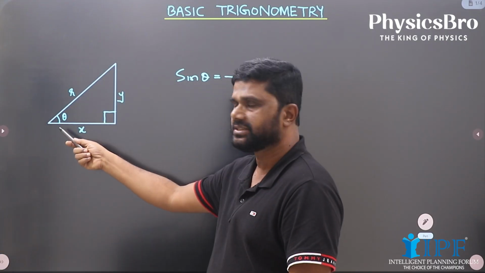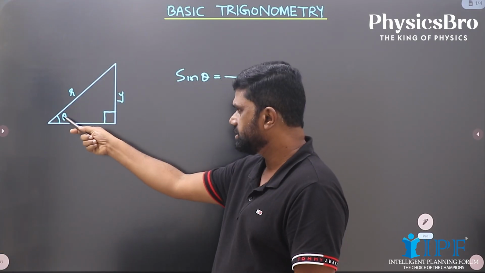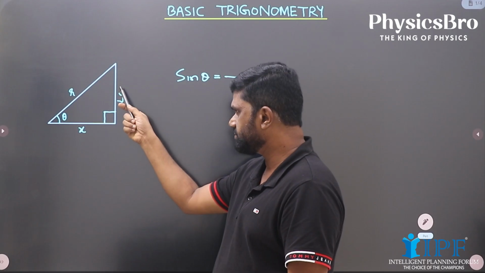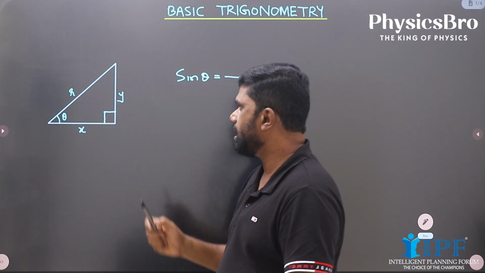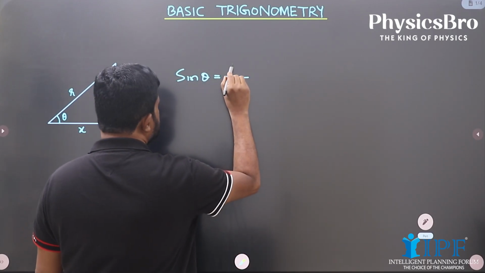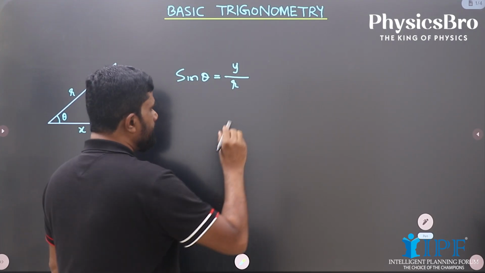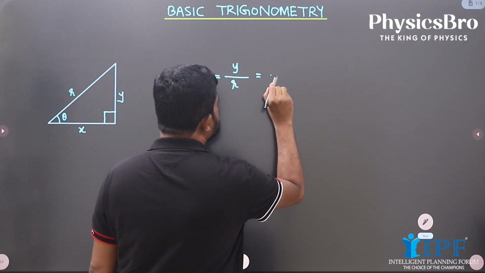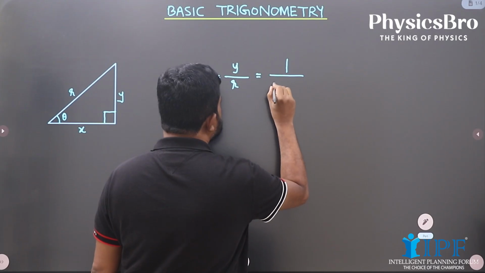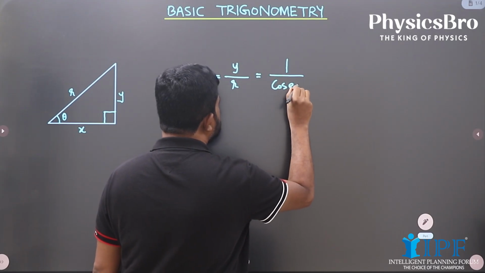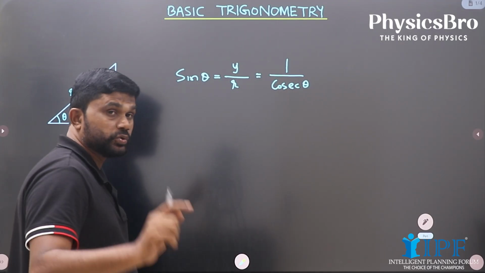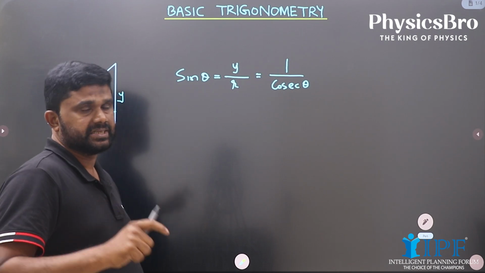This is angle theta. Which one is the opposite side? Opposite to theta we have side y, and the hypotenuse is r. So, sine theta is defined as opposite side by hypotenuse, that is y by r. And it is also the reciprocal of cosecant theta. Cosecant theta is 1 by sine theta.